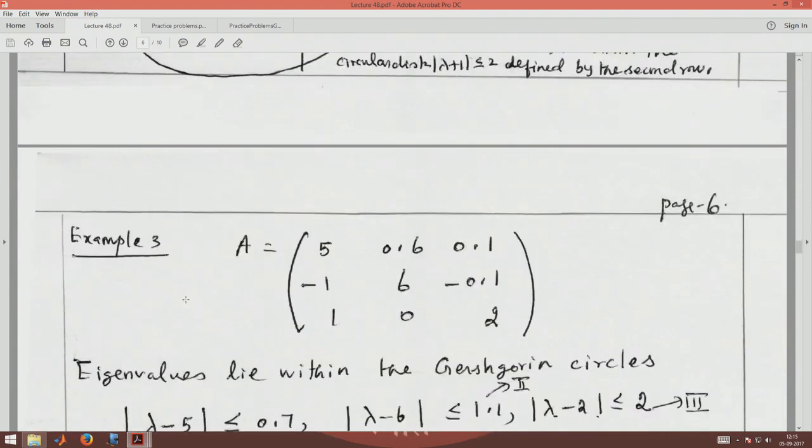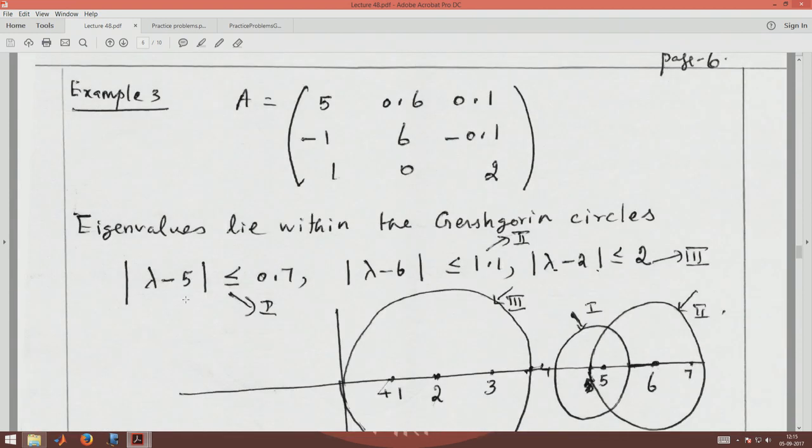Let us now consider another example, namely a 3 by 3 matrix A. Here Gershgorin's circles theorem tells us that all the eigenvalues lie within the Gershgorin circles given by mod lambda minus phi less than or equal to the sum of the absolute values of the other two entries in the row, and that is 0.7.